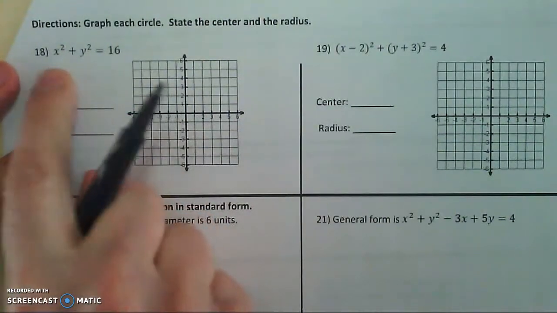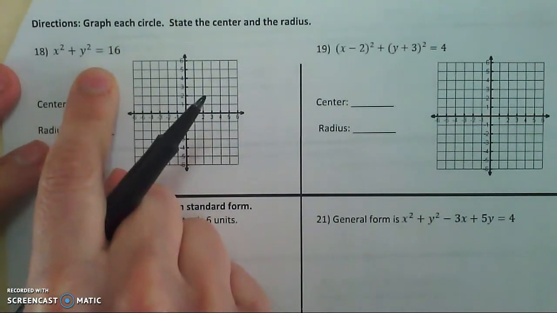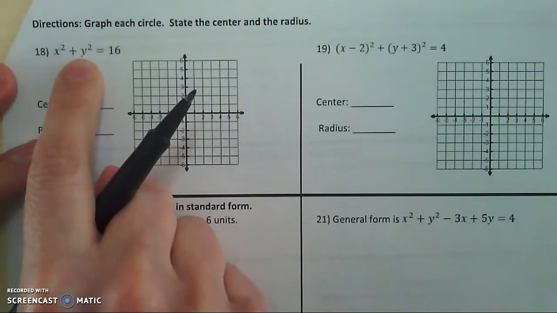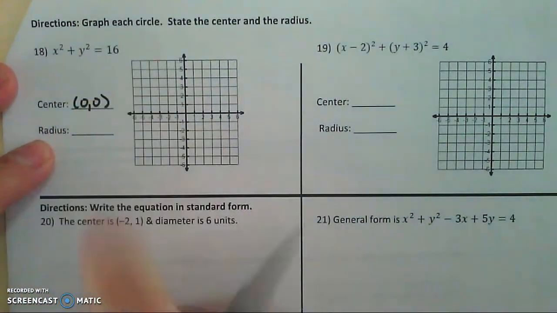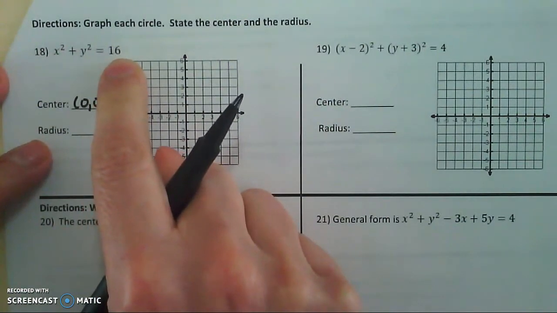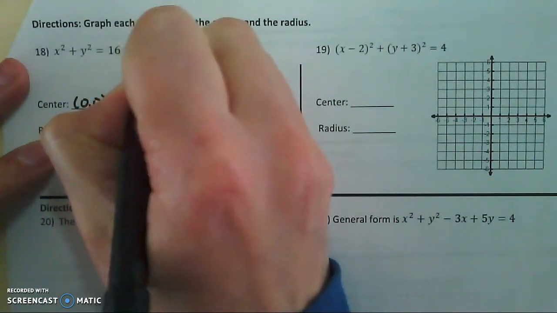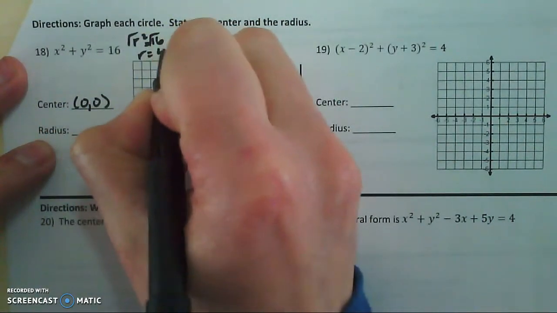All right, so in 18, if we wanted to determine what the center of this circle is here, you already have it written in standard form. We're not adding or subtracting anything to that x squared, y squared. So our center would be located at 0, 0. And remember, in standard form, the radius is written as r squared. So if r squared is equal to 16, then you'd have to square root that to give you a radius of 4.